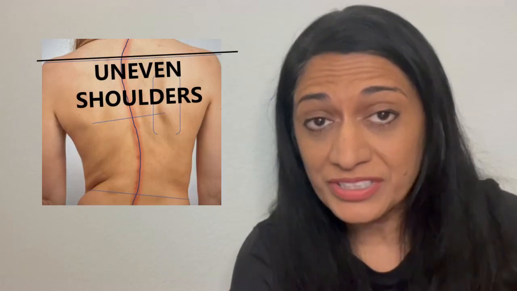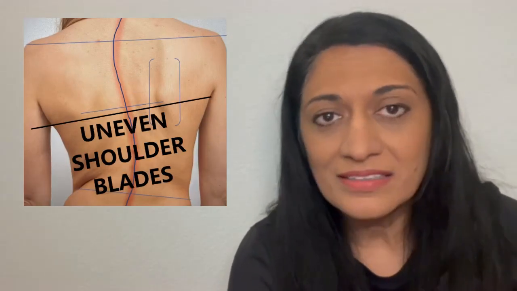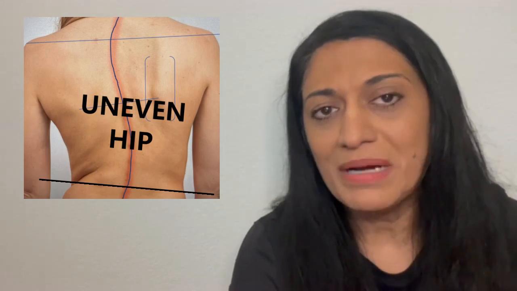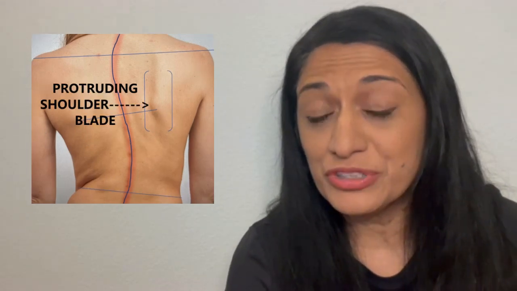So what kinds of signs would we see with scoliosis? We might see some uneven shoulders, uneven shoulder blades, uneven hips. We might see one shoulder blade protruding more than the other. We might see one side of the rib protruding more than the other side. And when the bend over test is done, your doctor might notice a curvature of the spine or a hump on one side of the back versus the other.